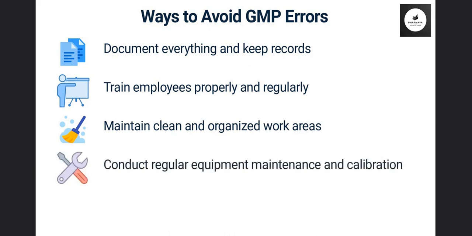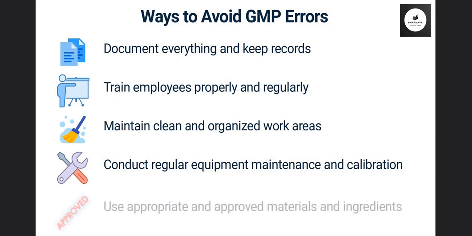Conduct regular equipment maintenance and calibration. Regular equipment maintenance and calibration are necessary to ensure that equipment is functioning properly and producing accurate results. This includes cleaning, inspecting, and testing equipment on a regular basis, as well as calibrating instruments and tools to ensure accurate measurements.